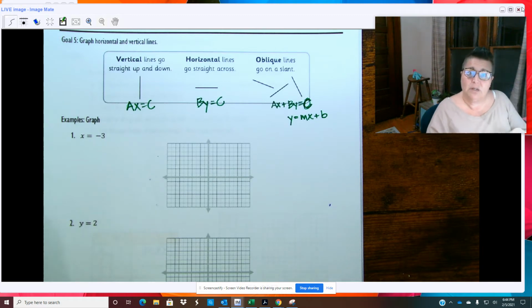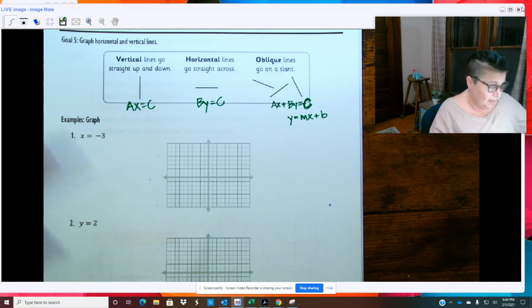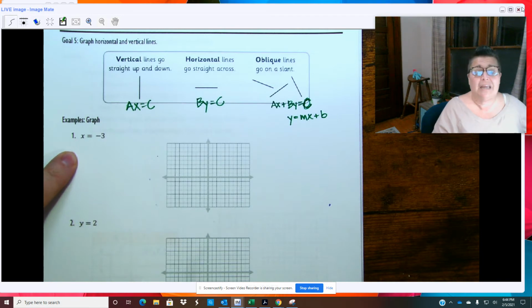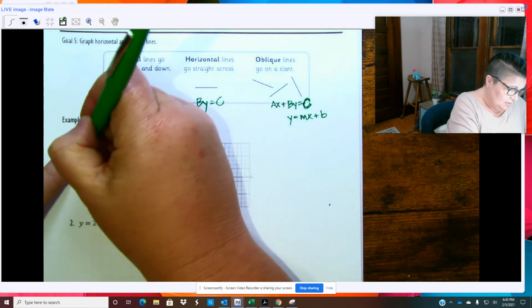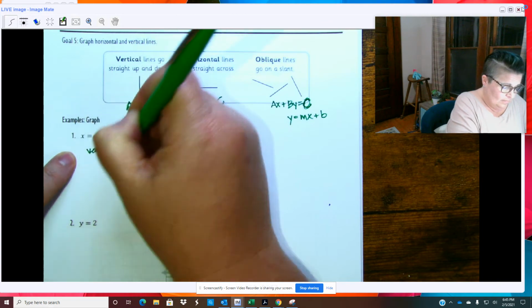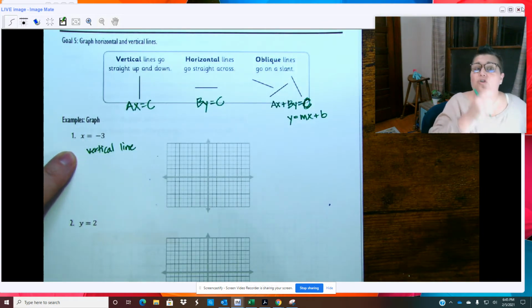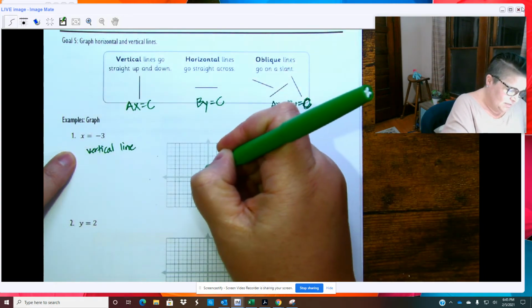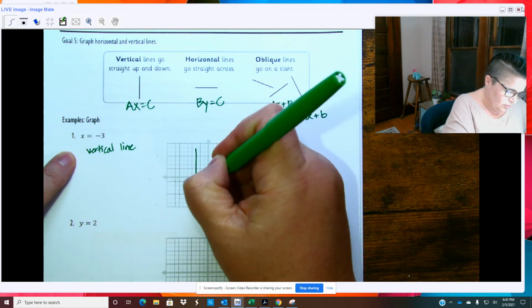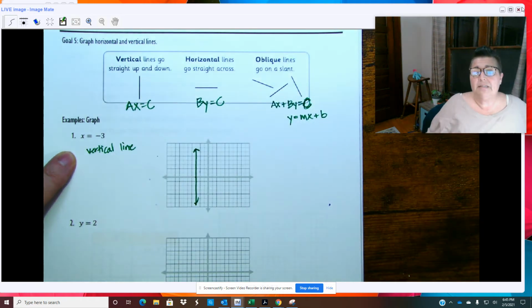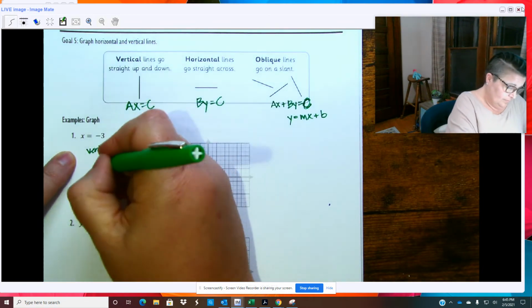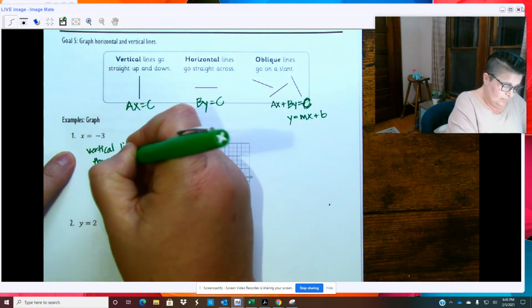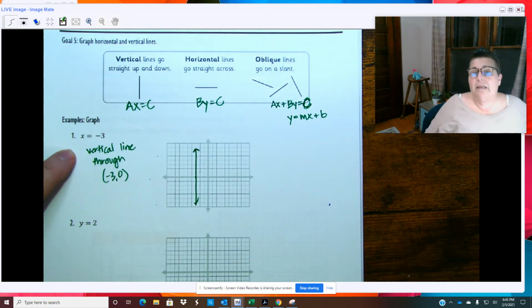Now, are there shortcuts for this? Yeah, the biggest shortcut of all is just to memorize. Just know that if you see x is equal to negative 3, that this is going to be a vertical line because it has to cross the x-axis at negative 3. So I'm going to find x equal to negative 3, and I'm going to draw through there the vertical line. This is it. It's a vertical line that has to go through the point negative 3, 0.